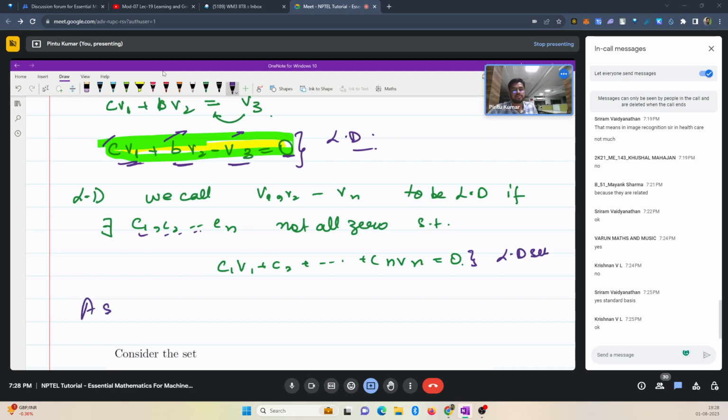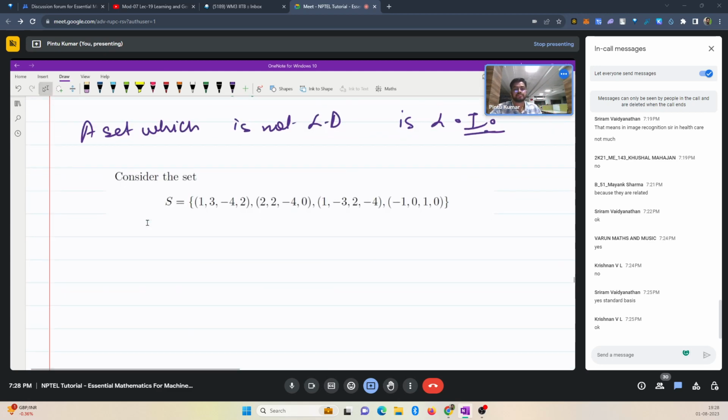So a set which is not linearly dependent is linearly independent. A linearly independent set intuitively would mean that even if you remove one element out of that set, then using the rest of them you can't generate that particular element, so you would lose some information. This is the idea behind linearly independent and dependent sets.